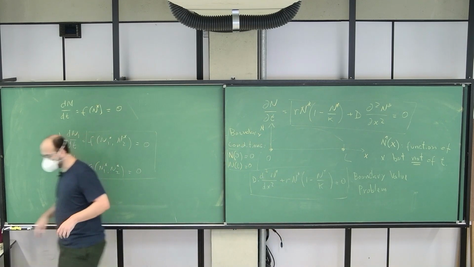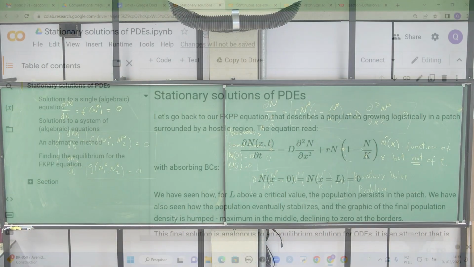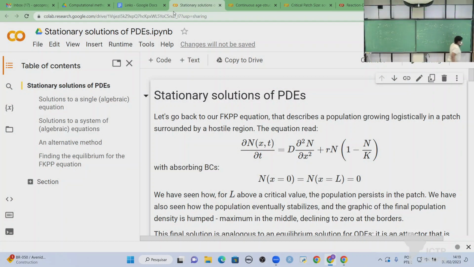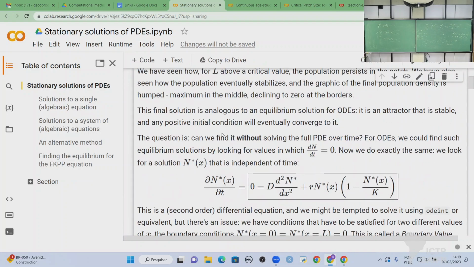So let's switch here to the computer, or maybe let me just keep the board over there. So this first part here is pretty much what I just told you about, okay? Let me just check that it's all here. Maybe I forgot something. I don't think so. Okay. So this is the equation we want to solve, right? And the idea is that we can find this equilibrium solution without solving the full PDE over time.